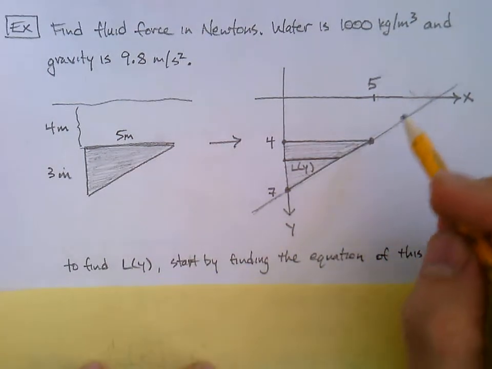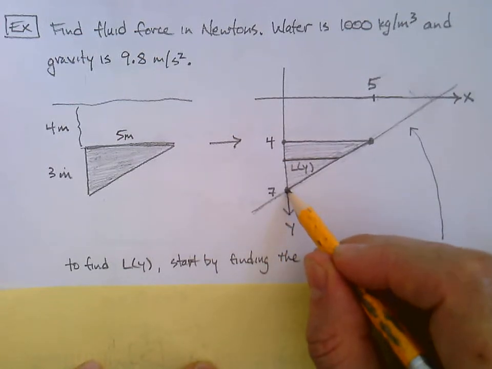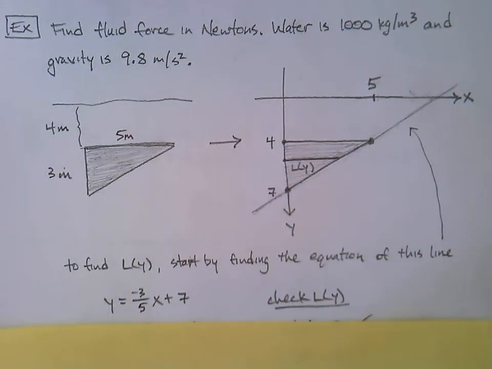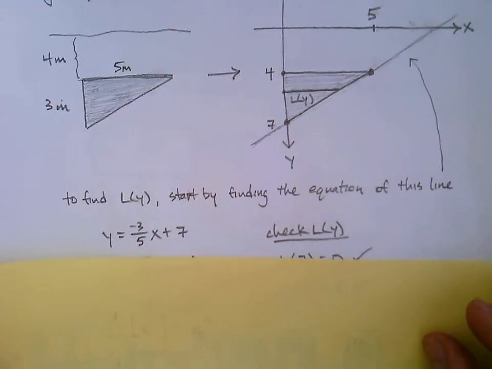Okay, what is the y-intercept of this line? Well, that's a little bit easier. The y-intercept is +7. Okay, so there's the equation of our line: y equals -3/5 x plus 7. Please ignore my work over here. We'll come back to that momentarily.